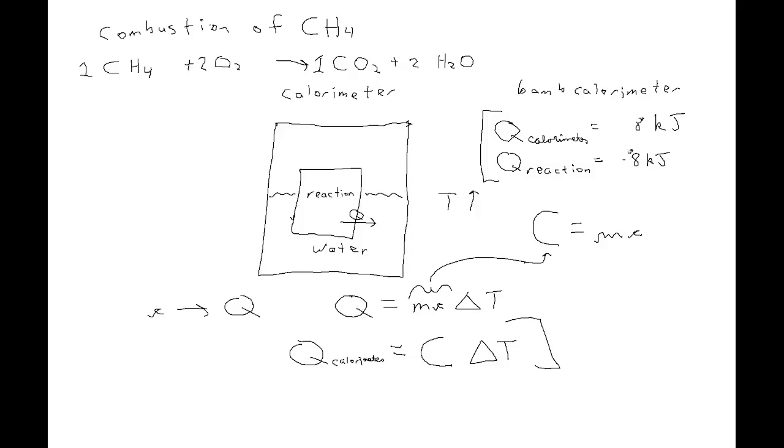Let me give you another example. If the Q for the calorimeter was positive 7 kilojoules, what would be the Q for the reaction? Negative 7 kilojoules. Because what this means is that the calorimeter absorbed 7 kilojoules of heat. Where did that come from? It must have come from the reaction releasing 7 kilojoules. So in general, what's the equation that relates Q for the calorimeter and Q for the reaction?